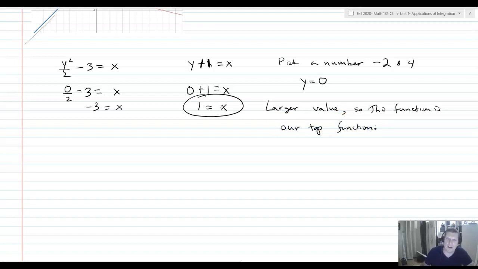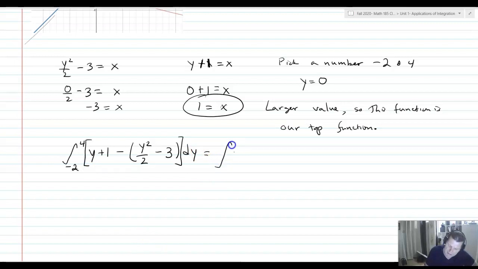Now that I know which one is the top function, I'm going to use what we did when we did it for functions of x. I'll take the top function subtracted from the bottom function. So this is going to give me the integral, and my bounds now are -2 to 4. That's what I found at the very beginning. The integral from -2 to 4 of y plus 1 minus y squared over 2 minus 3 dy. Notice now that it's all dy because we're integrating with respect to y. So I'll simplify this. This is going to give me the integral from -2 to 4 of -y squared over 2 plus y plus 4 dy.